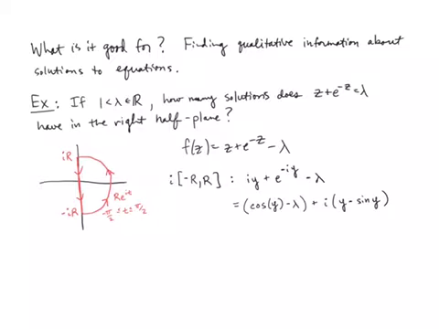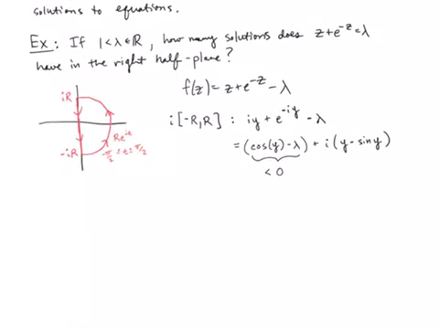So the key thing to notice now is that because lambda is greater than 1, when you subtract that off from a cosine, this is always going to be less than 0. So the image of this vertical segment here is always going to be strictly in the left half plane. Right, so basically the image here, when you apply this f, that's always going to be in the left half plane.